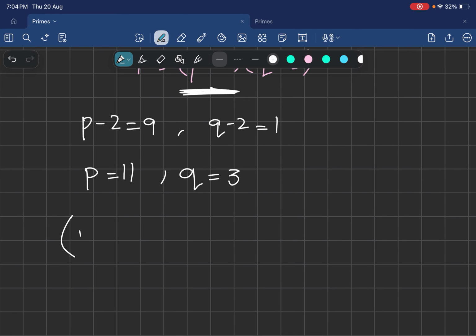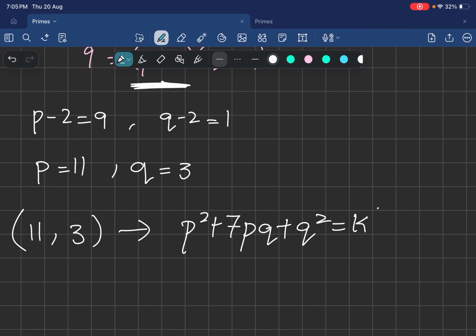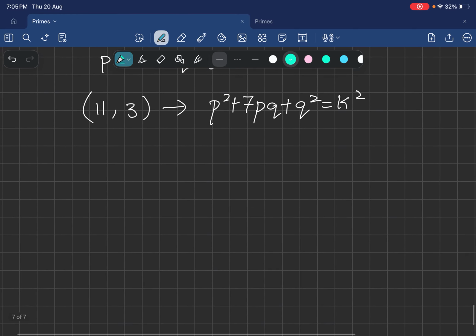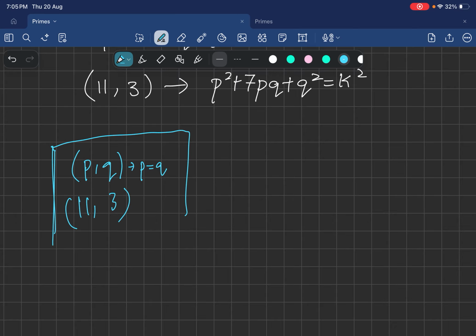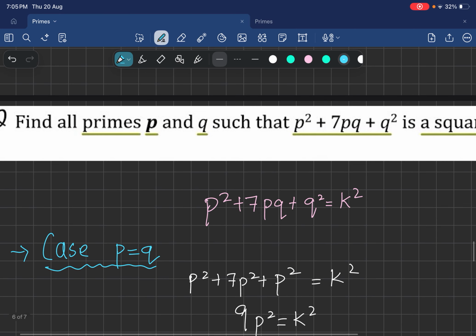So when p is equal to 11 and q is equal to 3, this expression p squared plus pq plus q squared will be the square of some integer. So we found the values. The only eligible solutions are p equal to q, and 11 and 3. These are the 2 eligible solutions that work.